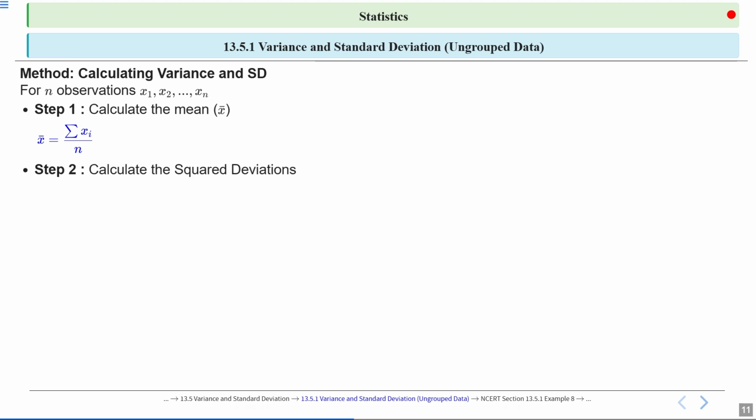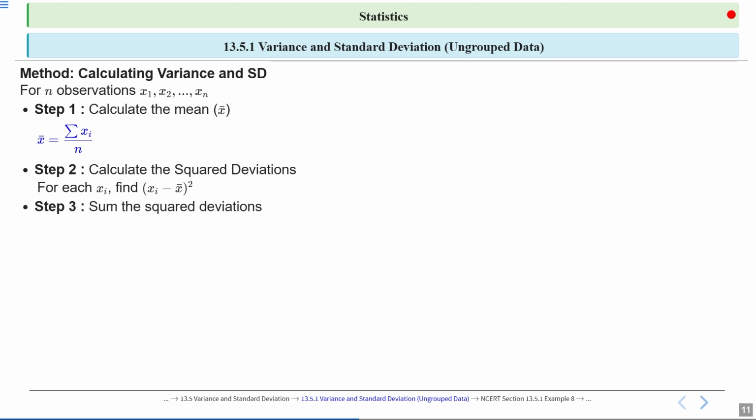Step 2 is to calculate the squared deviations. This means we look at how far each data point is from the mean and then square that difference. So for each xi, we find xi minus x bar. So if xi is 6 and the mean is 4, the squared deviation would be (6 minus 4) whole square, that is 4. So we do this for every data point in our set.